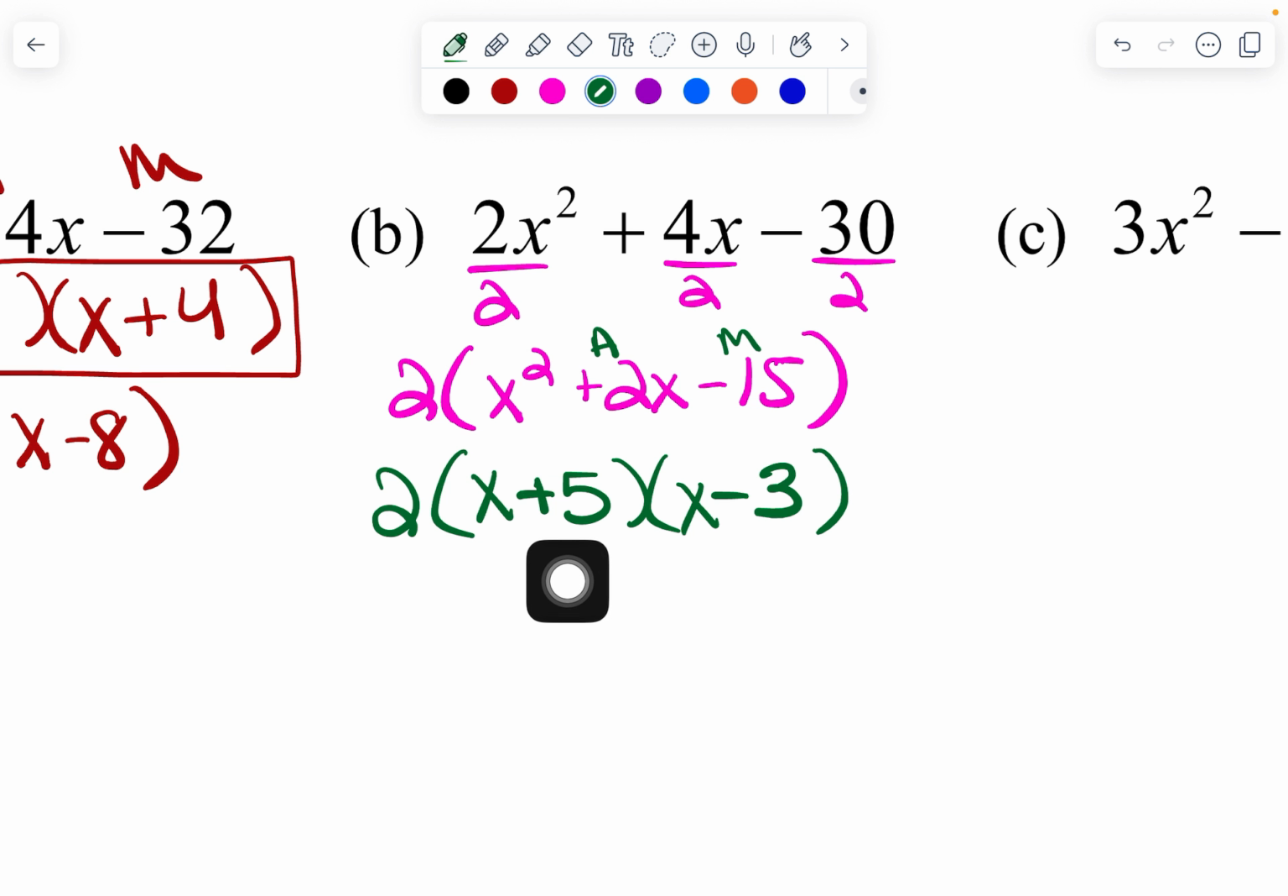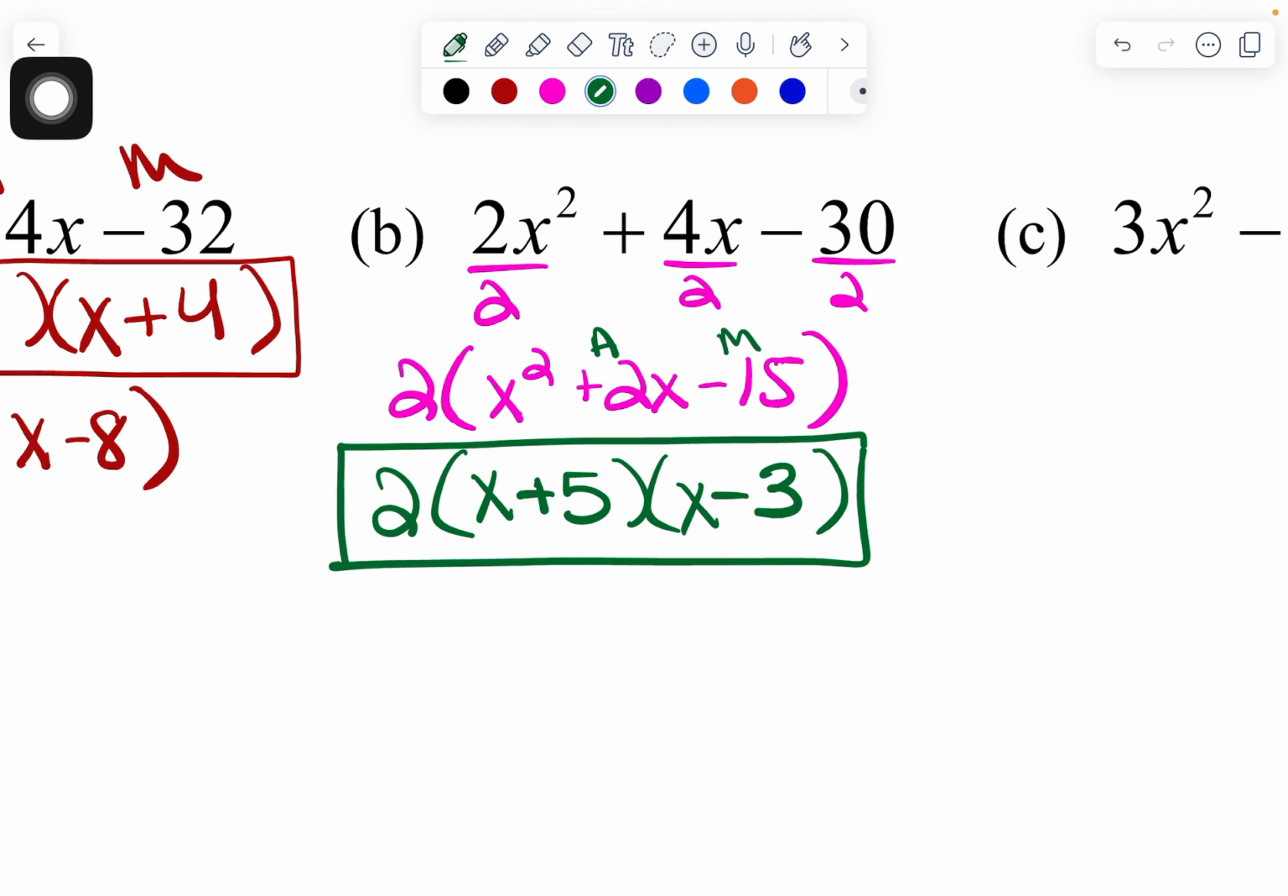All right, quick double check here. Positive 5 times negative 3 is absolutely negative 15. Positive 5 minus 3 is going to be that positive 2 in the middle. So there are all of my factors. Remember, the GCF is considered a factor. So there's all my factors there.